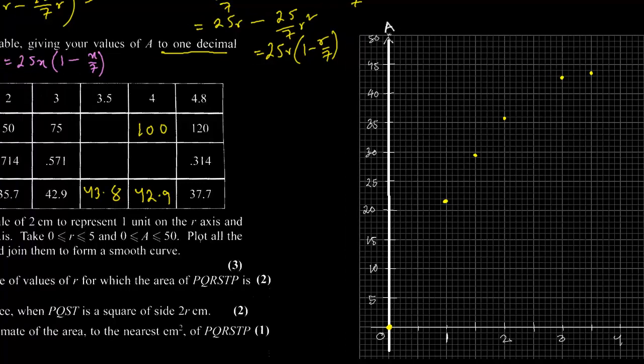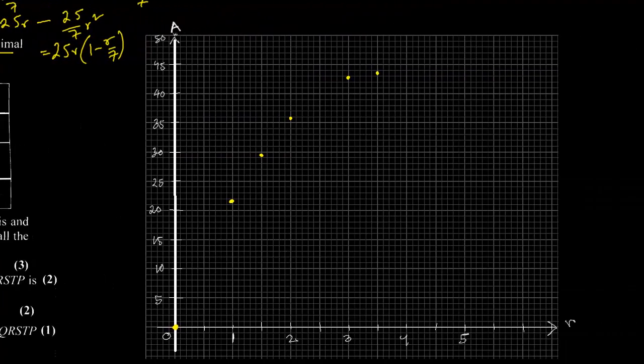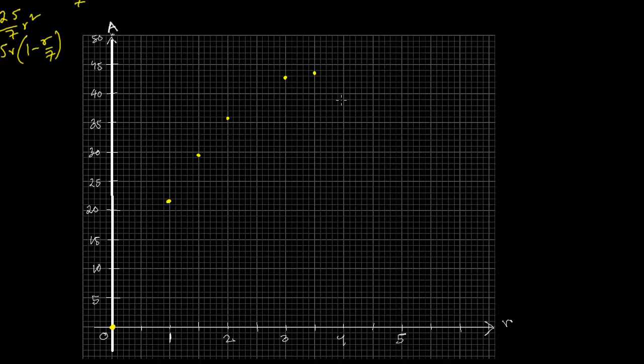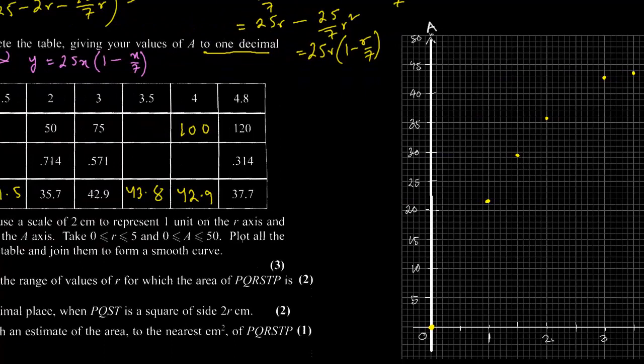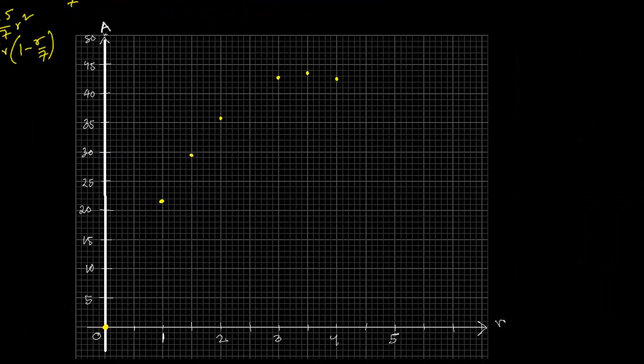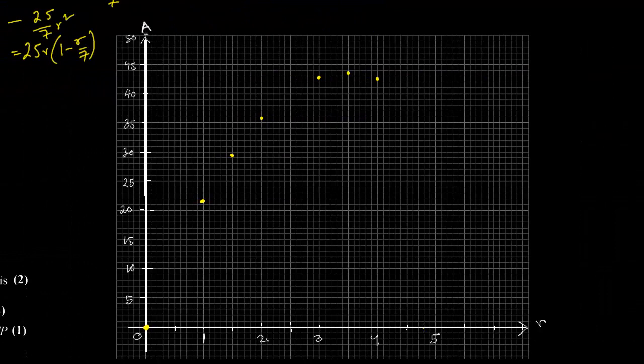Okay, that is 3.5. We're almost done. When we have 4, it is 42.9. So when we have 4, we have 40, 41, 42, 43, around here. Okay, now that is 42.9. Next we have 4.8. When we have 4.8, we have 37.7. So 4.8 is going to be here, and 37.7 is going to be 35, 36, 37, around here.